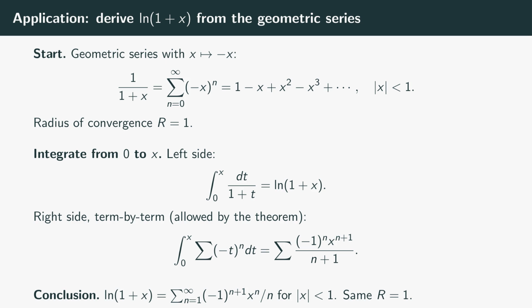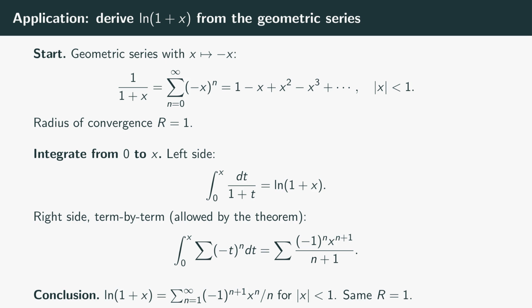On the right, by the term-by-term integration theorem, since we're inside the radius of convergence, we can integrate the series term by term. Each term, the quantity minus t to the n, which is negative 1 to the n times t to the n, integrates to negative 1 to the n times x to the n plus 1 over n plus 1. Summing, the sum of negative 1 to the n times x to the n plus 1 over n plus 1. Reindex with n going to n minus 1, the sum from n equals 1 to infinity of negative 1 to the n plus 1 times x to the n over n, which equals x minus x squared over 2 plus x cubed over 3 minus x to the fourth over 4, and so on.